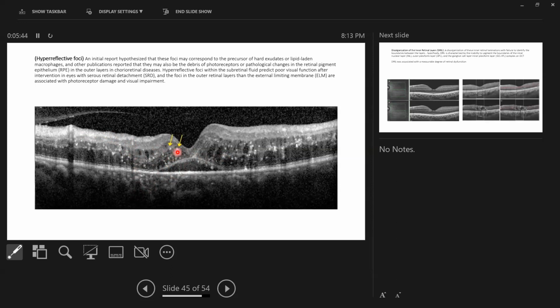The hyperreflective foci were first mentioned by Professor Gabriel Coscas. They are believed to be activated macrophages. Usually they are found initially in the inner layers of the retina and then start to migrate to reach the outer layers, and they are considered one of the inflammatory biomarkers of the DME. What does this mean? When you get more hyperreflective foci, the edema is more inflammatory driven rather than VEGF driven. So that's why the hyperreflective foci are important.